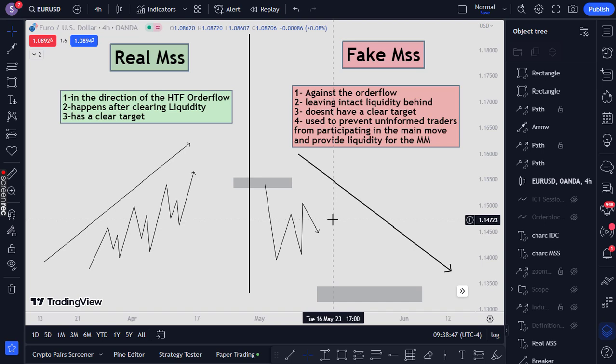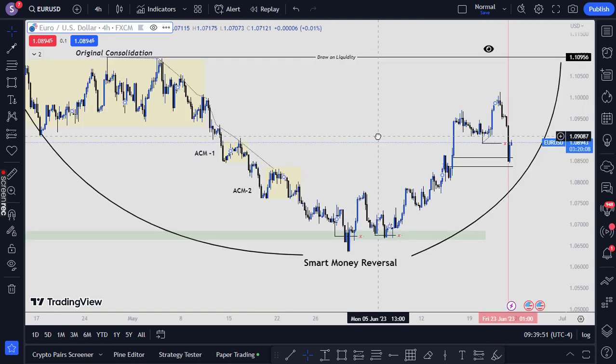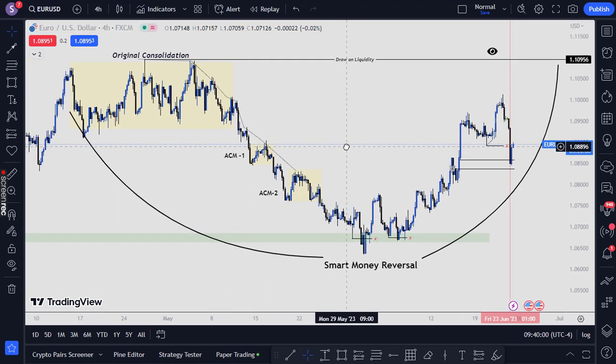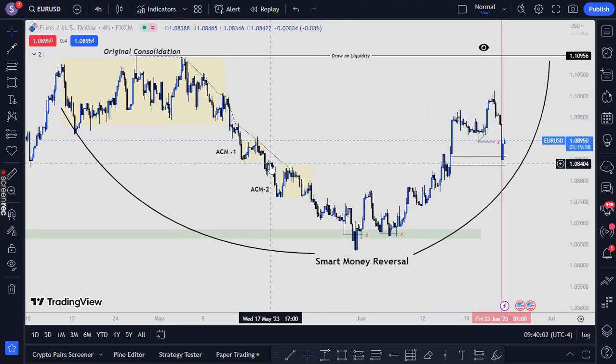Now, let's go to the live examples and you will reinforce these two concepts even better. Now, we have this example right here. This is the EURUSD on the 4-hour chart. You can see that the market was on the sell program here.